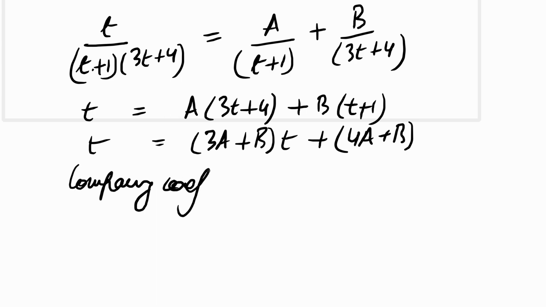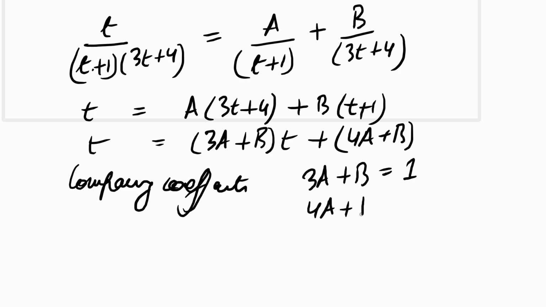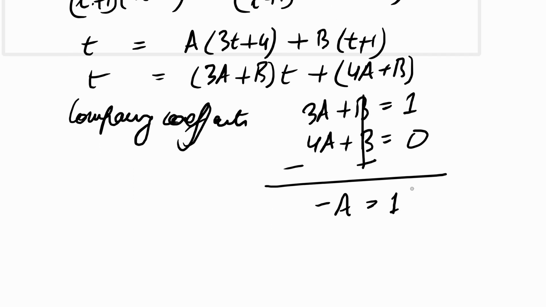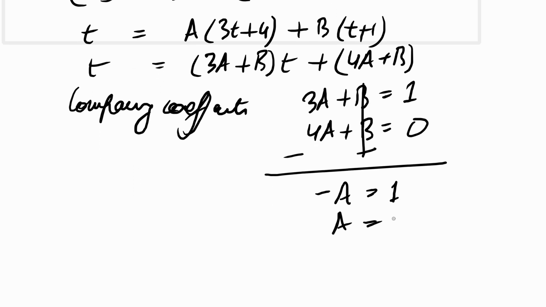Now we'll do comparing coefficients. 3a plus b is equal to 1, and we'll get 4a plus b is equal to 0. Now we'll subtract them. So what will I get? a is equal to minus 1. That means a is equal to minus 1. Now if I put a is equal to minus 1, I'll get minus 3 plus b is equal to 1.